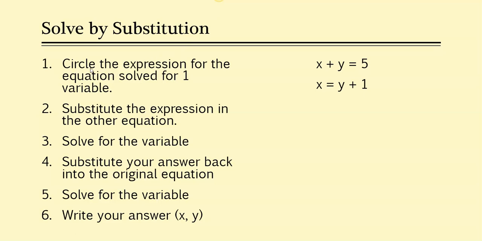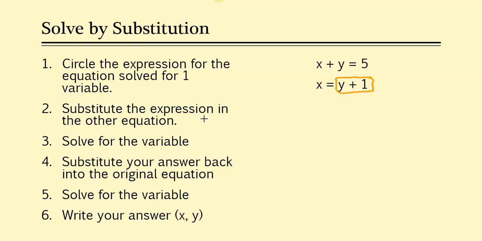So step one for our substitution says to circle the expression for the equation solved for one variable. Now, what that means is which one of these starts either x equals or y equals. And so I can see right here, this one starts with x equals. So I'm going to circle this expression right here. I circle that expression because that's going to be what I'm going to substitute. That's why I want to know what it is.